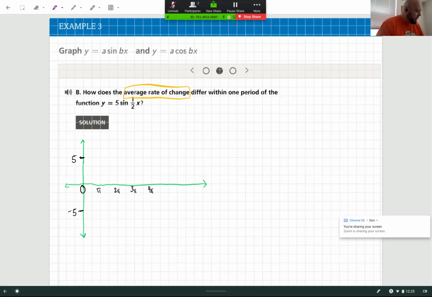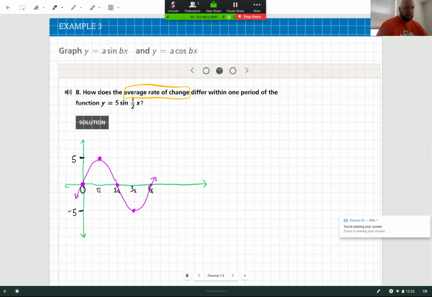All right, so we know that a sine graph starts at the origin, then it goes up to its maximum, back to the x-axis, down to the minimum, and then back to the x-axis. Put some arrow tips on, make it curvy at the top and curvy at the bottom, and put an arrow tip on the end. Okay, so this is what our sine graph looks like, and we want to talk about the average rate of change.